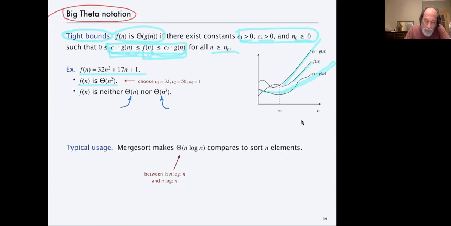I forgot, I don't know why they picked this. This is just 1. But the same as in the previous slide where we did that lower bound.